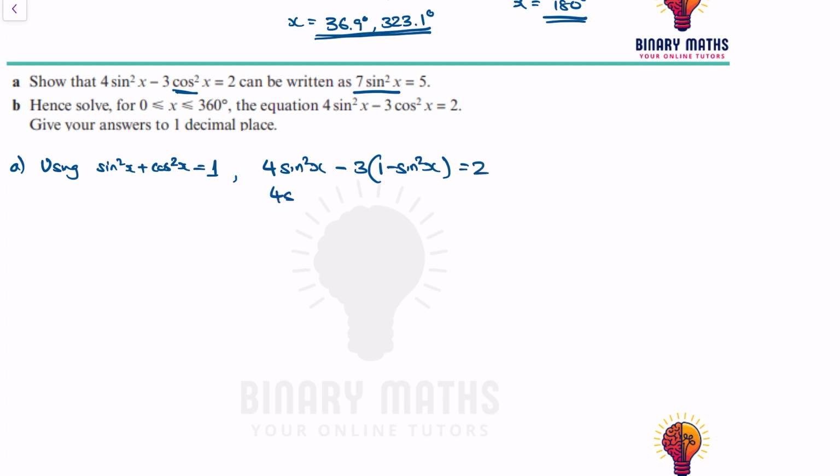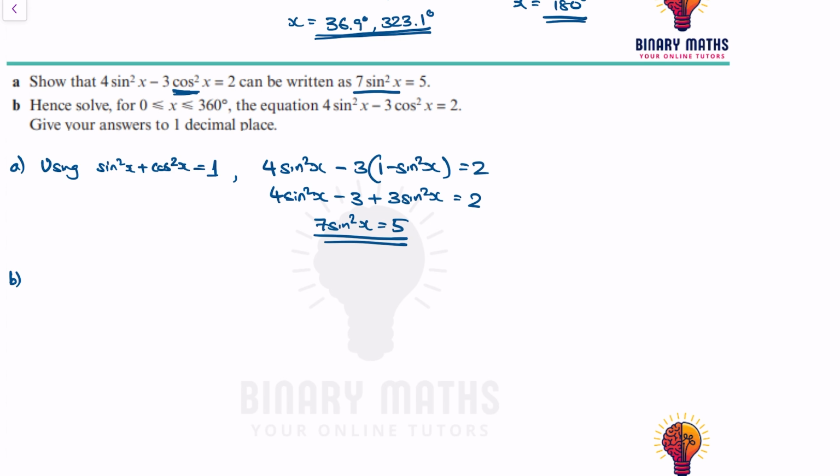So when I expand this, I get 4 sine squared x minus 3, minus 3 times minus sine squared x gives me plus 3 sine squared x is equal to 2. 4 sine squared x plus 3 sine squared x is 7 sine squared x. And then if you move the minus 3 to the opposite side, you get 2 plus 3, which is 5. So that works out. So be very aware of what you're aiming for, yeah? So I made a mistake there. You always need to keep an eye on what you're aiming for and then eliminate what you don't want.